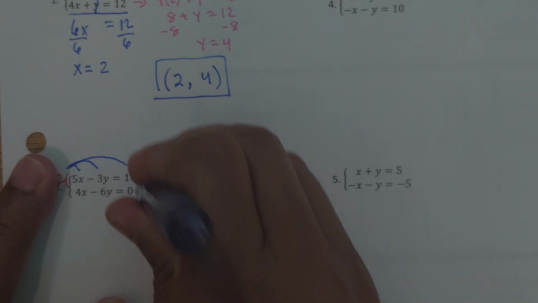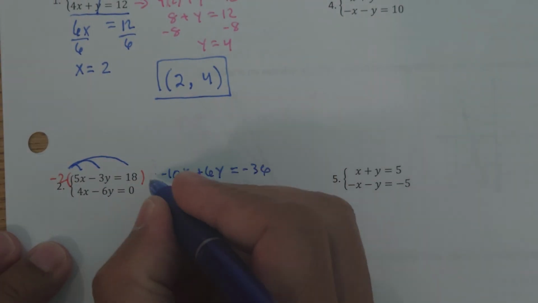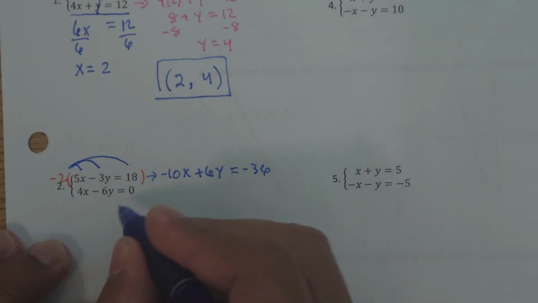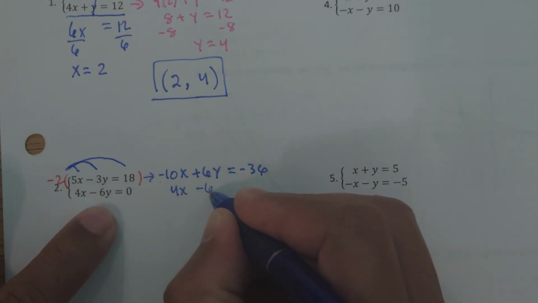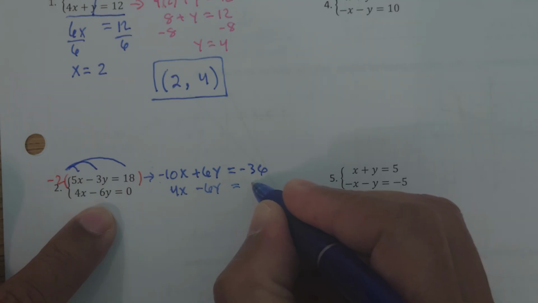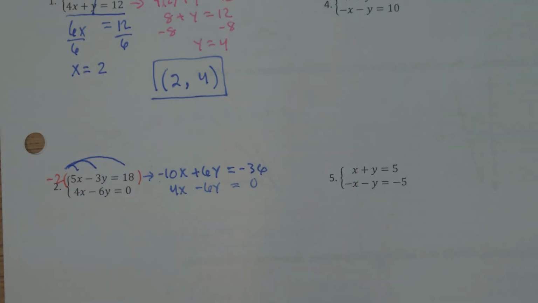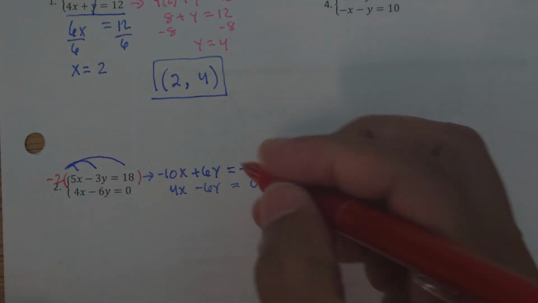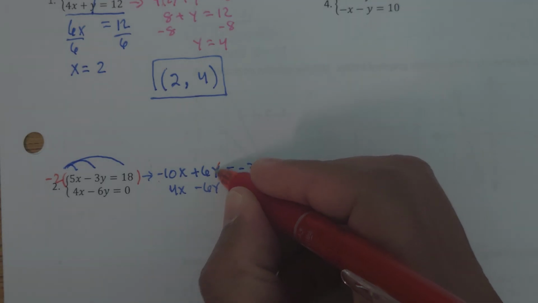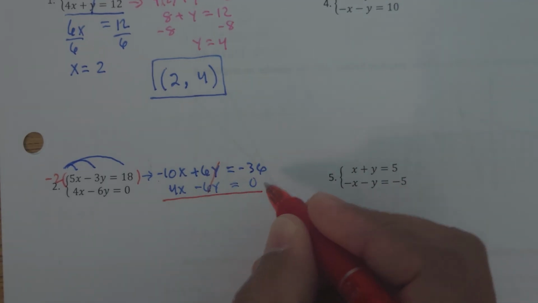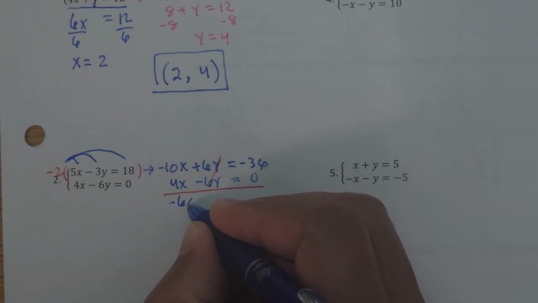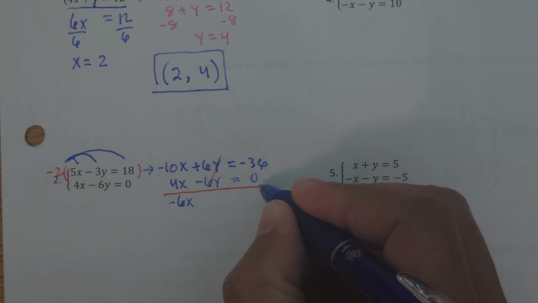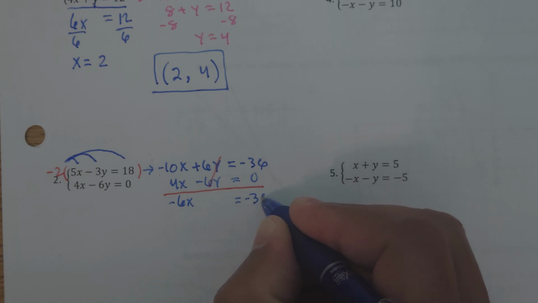And this equation, I'm going to change that equal sign. So let's do this instead, okay? And this one is going to stay the same for now. So 4x minus 6y equals 0. Now, watch what happens here. Positive 6y minus 6y, they cancel out. So then in the end, we have negative 10x plus 4x, that's negative 6x. Negative 36 and 0 combined to negative 36.